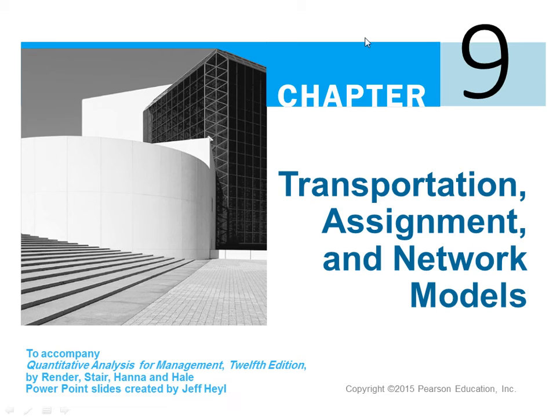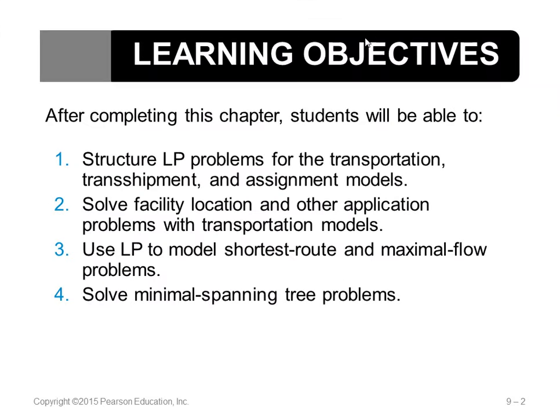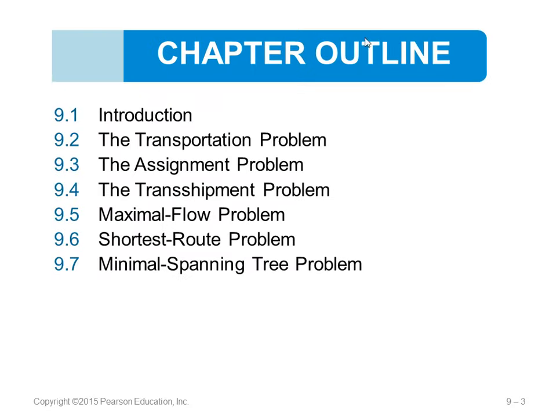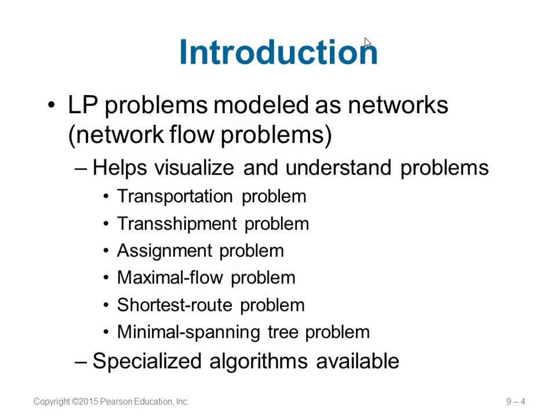Today we will discuss chapter 9, which is transportation, assignment and network models. In this chapter, we will use linear programming problems for transportation, transshipment and assignment models, and we will see how to solve these problems using different methodologies like shortest route, maximal flow problems and minimum spanning tree problems and so on. So let's start this chapter.